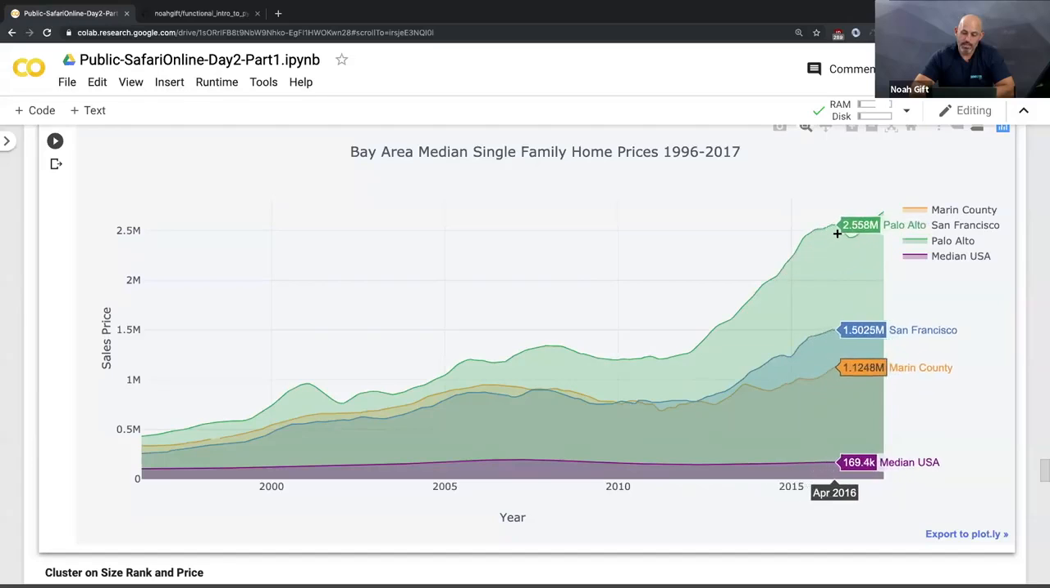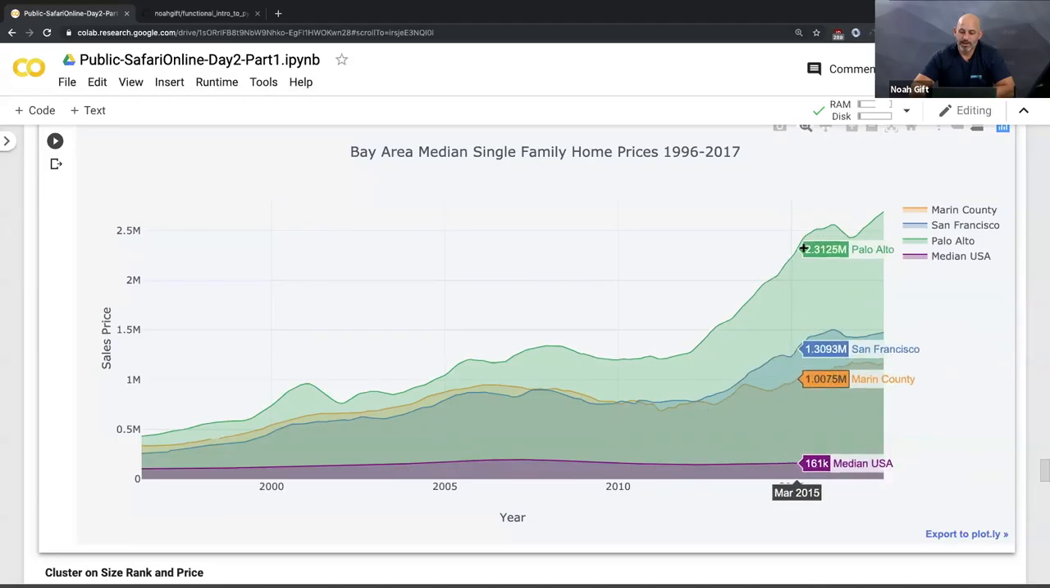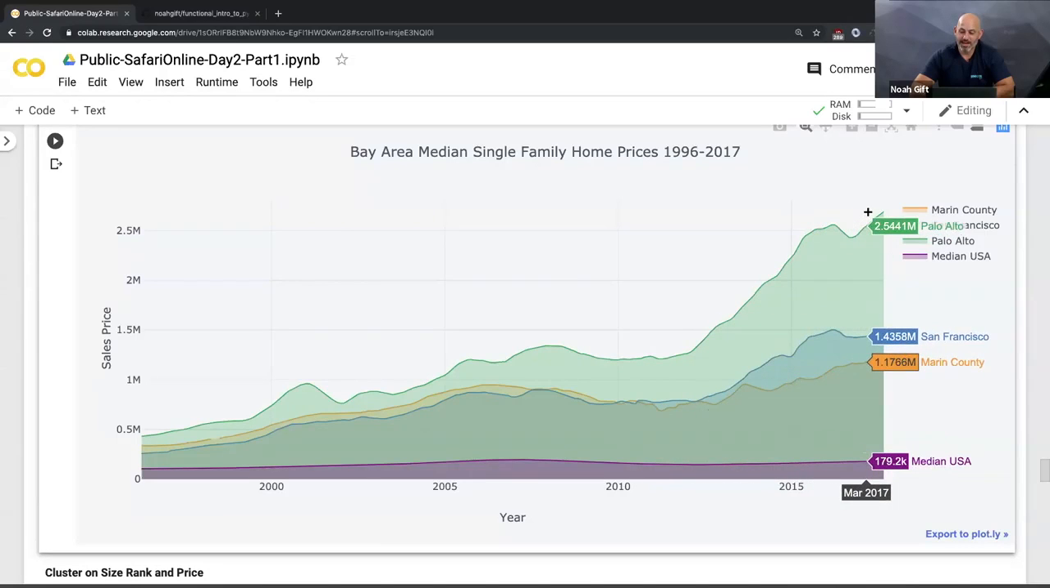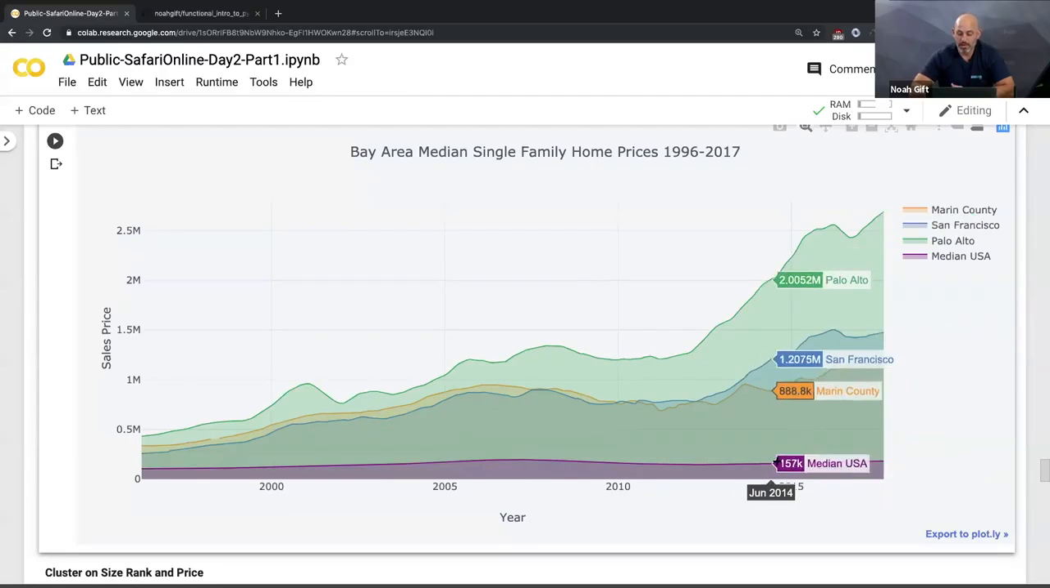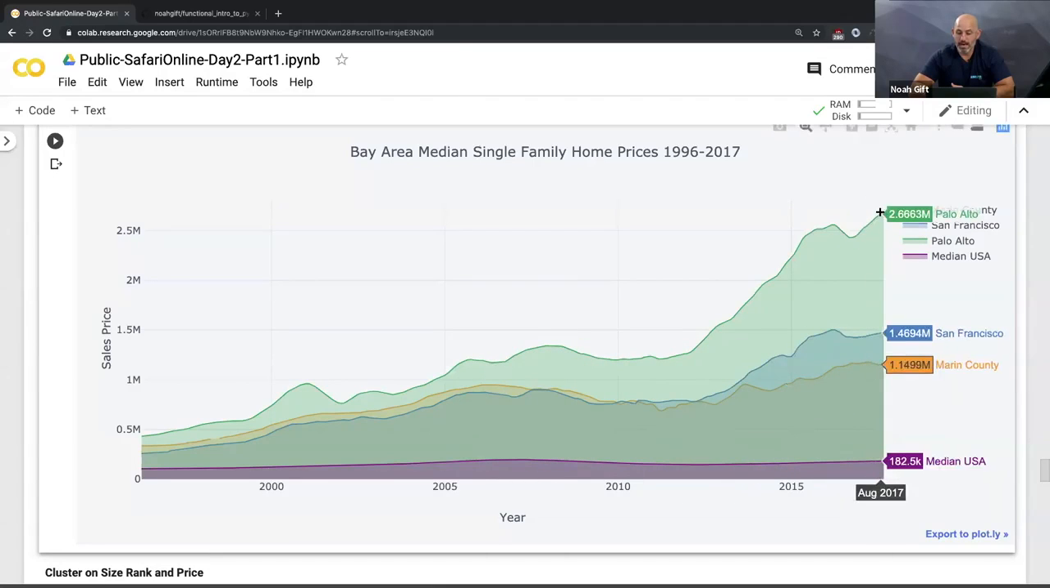And if anyone has studied microbiology or any kind of a science, what happens to exponential growth? Eventually, exponential growth becomes not exponential, right? So there's something very weird happening in San Francisco, in Marin County, and also compared to the median United States, right? The median home price in the United States is not exponentially growing, but something's happening in Palo Alto.